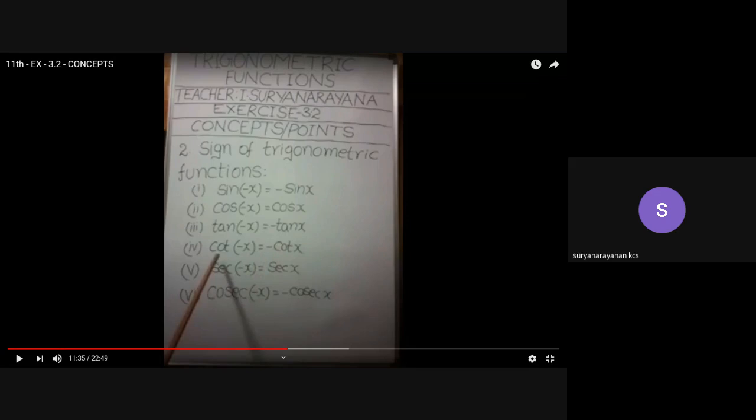Percy, sine of minus x is equal to minus sin x. Tell me. Sine of minus x is equal to minus sin x. Zeus, repeat the same. Sine of minus x equals minus sin x. Disha Priya, are you online? Are you there online? Disha Priya.